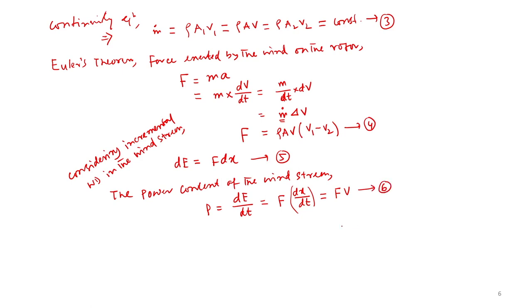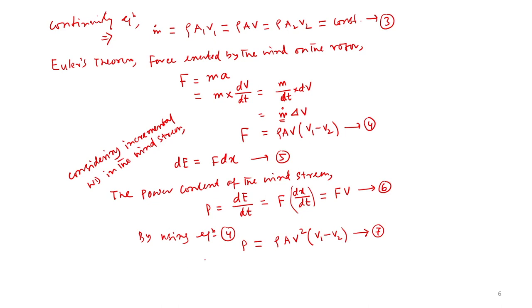Okay. Now, if we use the equation 4, so by using equation 4, then P will transform to rho A V square. Here V is there and one more V is here. So, it will be V square (V1 minus V2). So, this is equation number 7. Okay. Again, we can find out the power by considering rate of change of kinetic energy of the wind stream in the upstream side and downstream side.